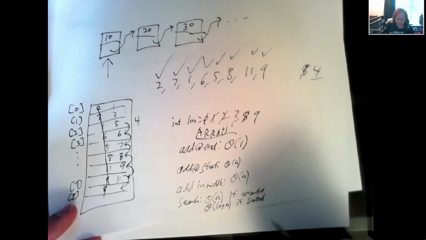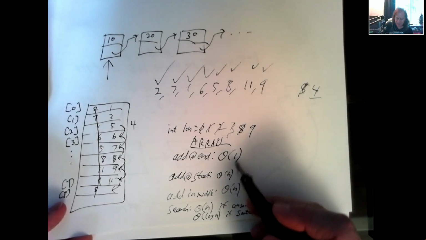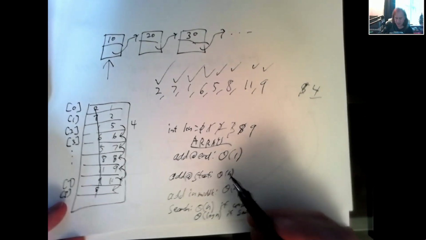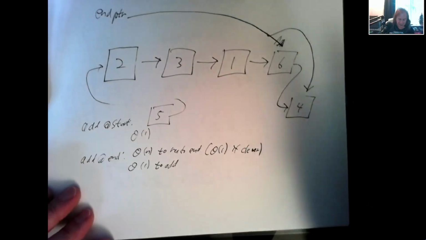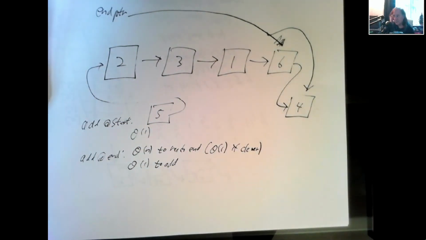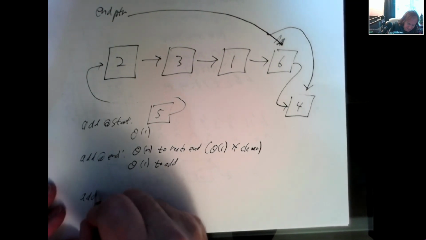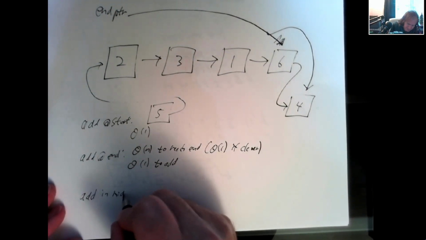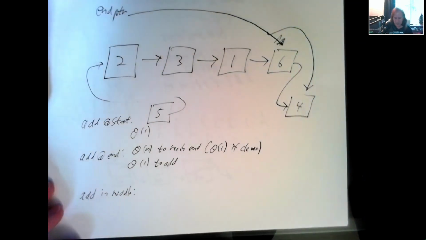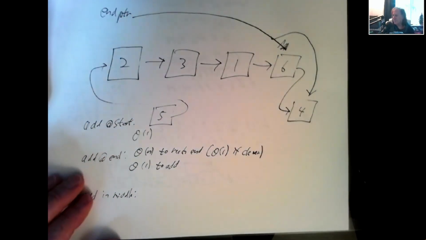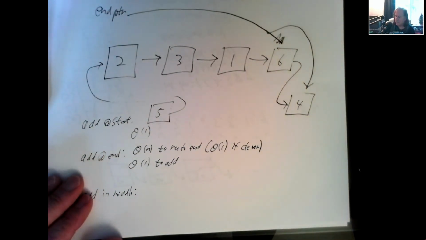So whereas with an array we could add at the end efficiently, adding at the beginning was inefficient. With a linked list we can add to the beginning or the end in order 1. Now adding in the middle, well, to actually insert a node in the middle only takes a fixed amount of operations.